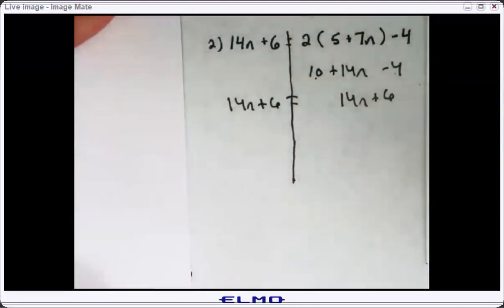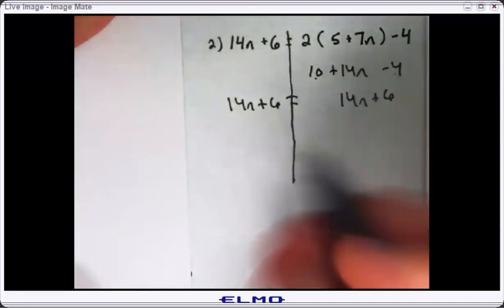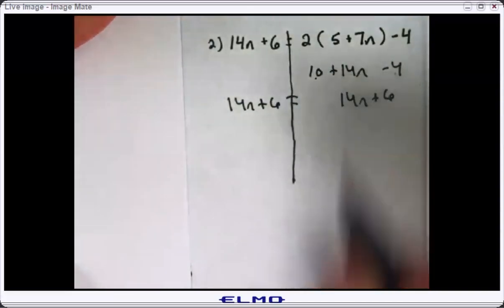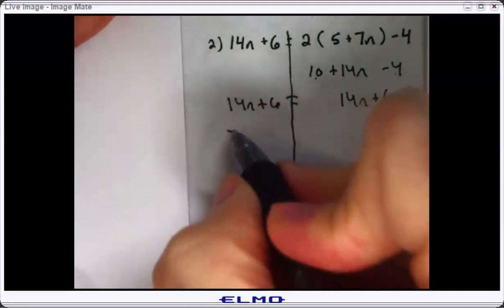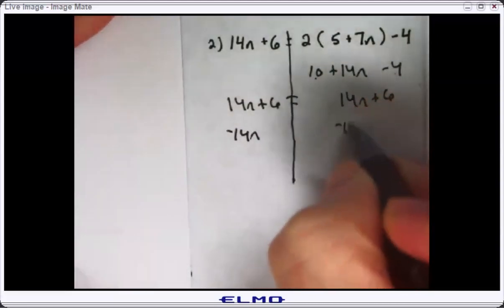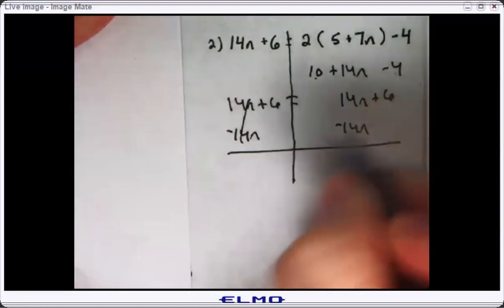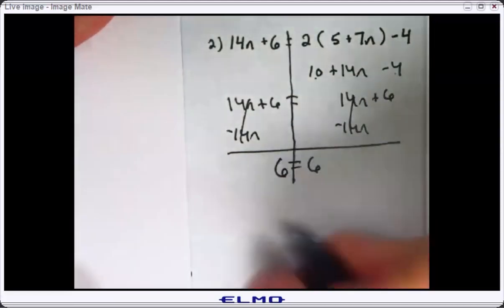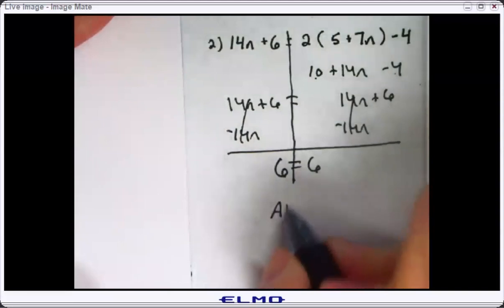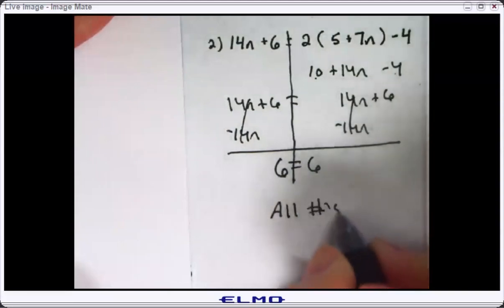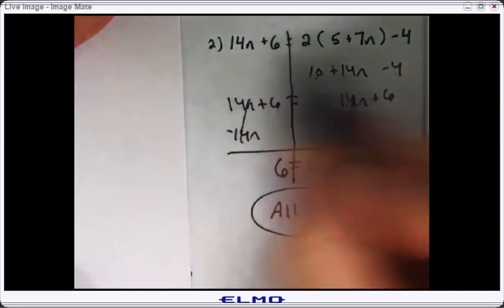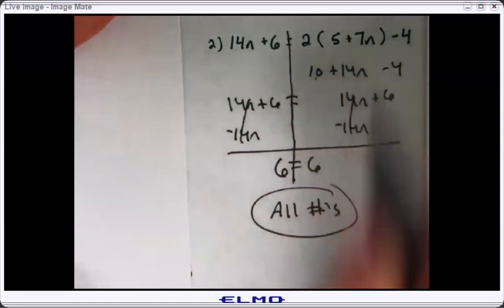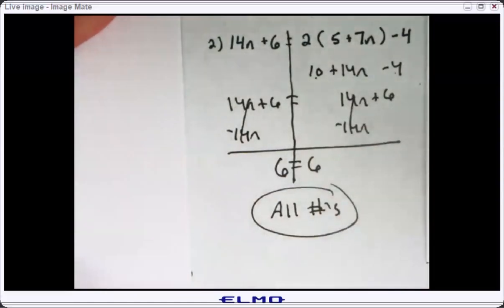I can stop right here because I know what's about to happen. Both sides are identical. I have an identity. If I had kept on going and subtracted 14n from both sides, I would get 6 equals 6. This is a true statement. When you have an identity, a true statement, that means that all numbers are a solution to the equation. I could plug any number I want in for n, and it would work. I'm going to show you more about how you write your answer after we do 2 more.